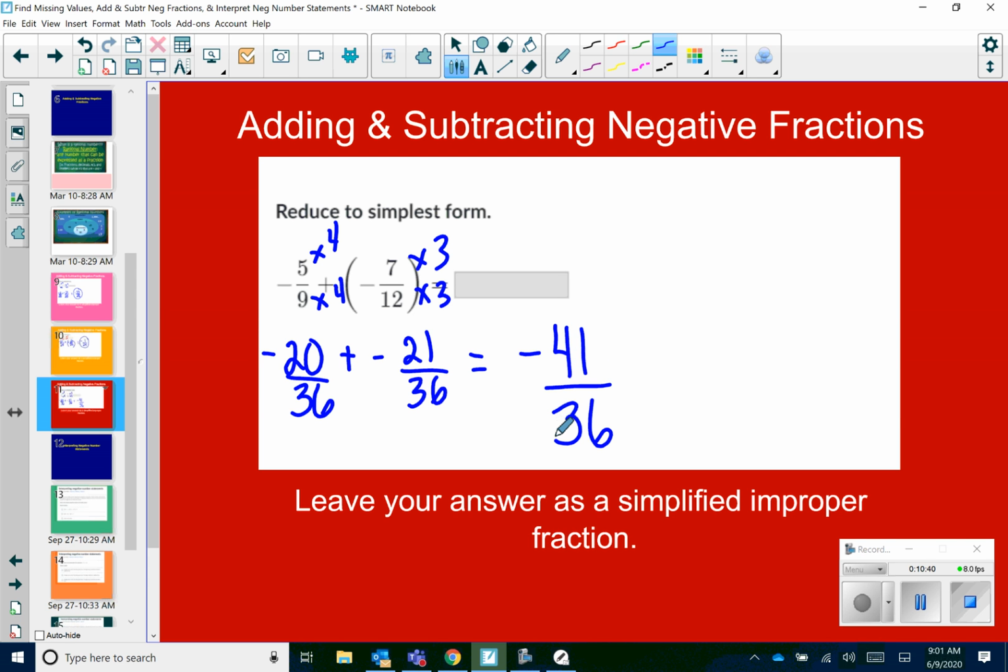And 41 is actually a prime number. So that's a good indication that we cannot simplify. So our final answer would be negative 41 over 36. And we're leaving our answers as simplified improper fractions.